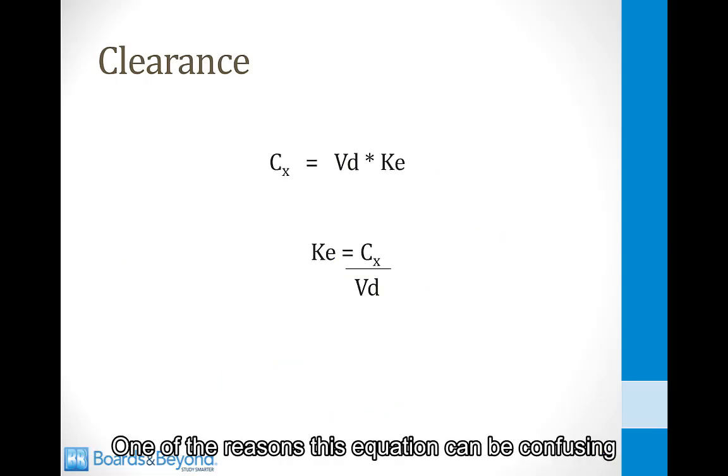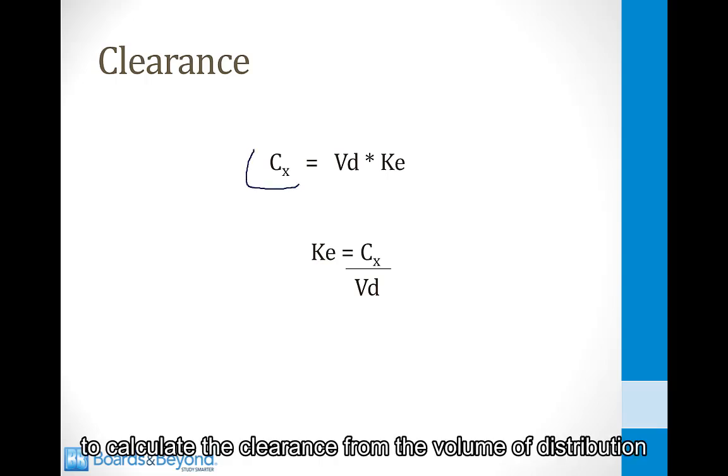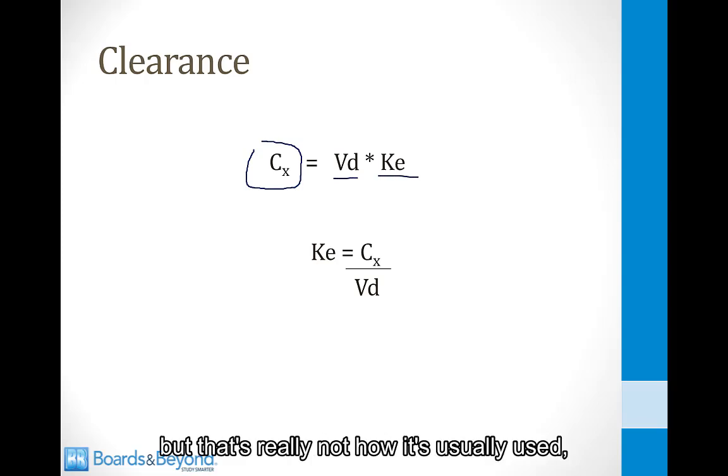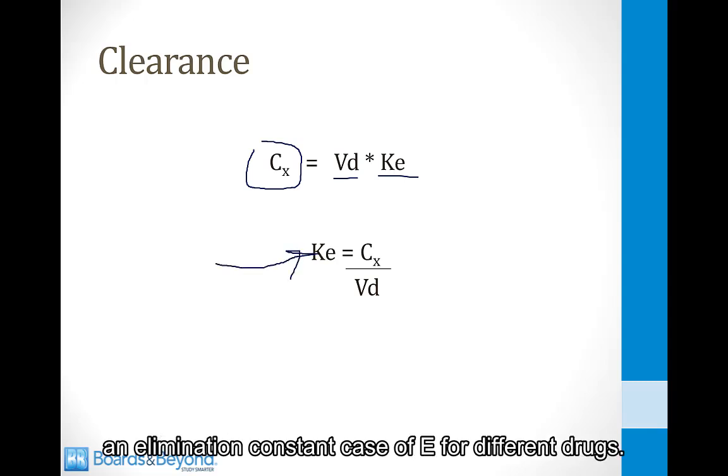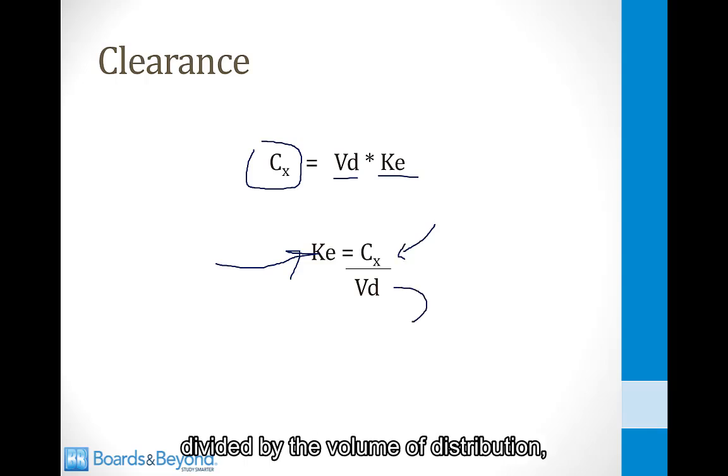One of the reasons this equation can be confusing is because it's often illustrated as an equation to calculate the clearance from the volume of distribution and the elimination constant, but that's really not how it's usually used. It's usually used to calculate an elimination constant, K sub E, for different drugs. So if you think about it that way, then the elimination constant is equal to the clearance divided by the volume of distribution, and this makes a lot more sense intuitively.